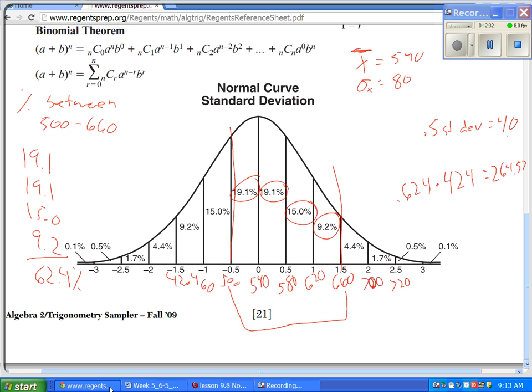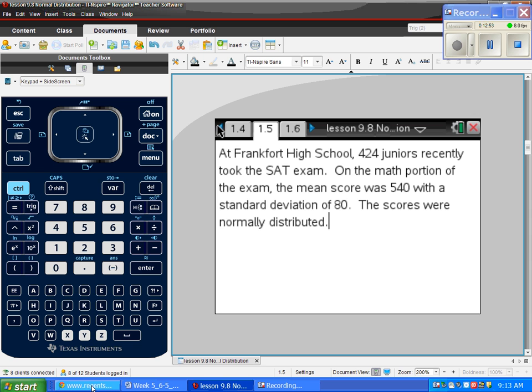264.576. Okay, 57, whatever. We have to round this to 265 because you can't have half a score. You have a full score. So 265 scores are between that range. Okay? Not too bad.